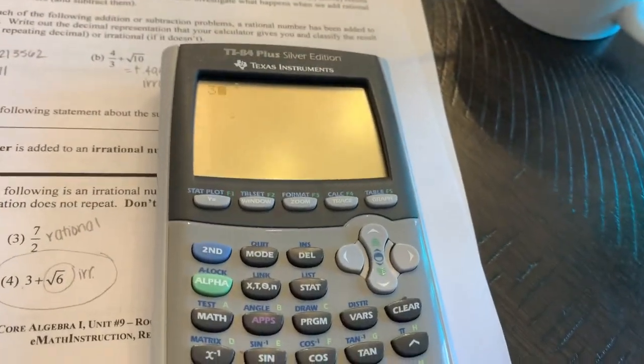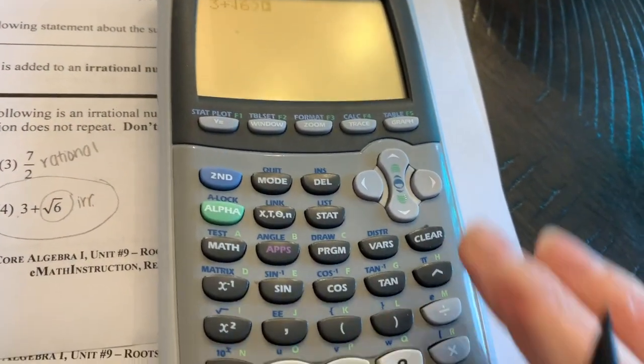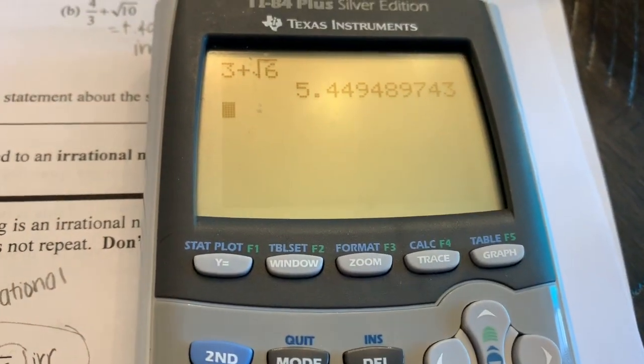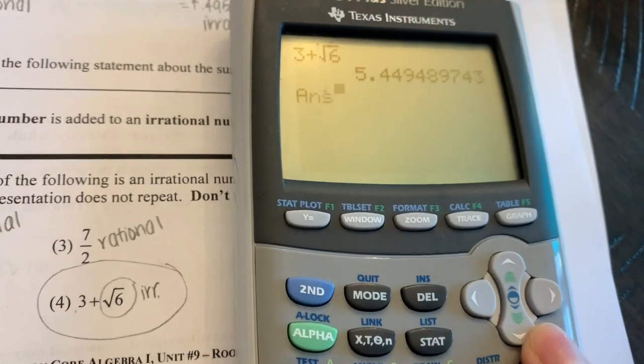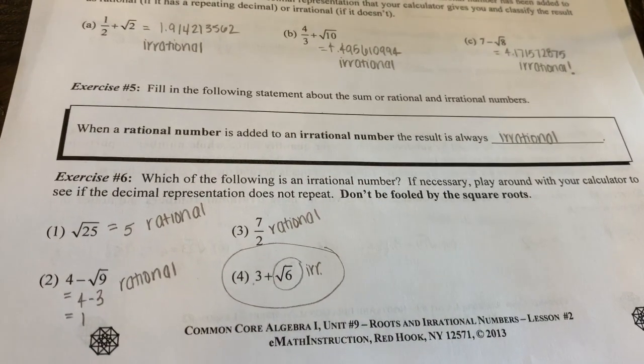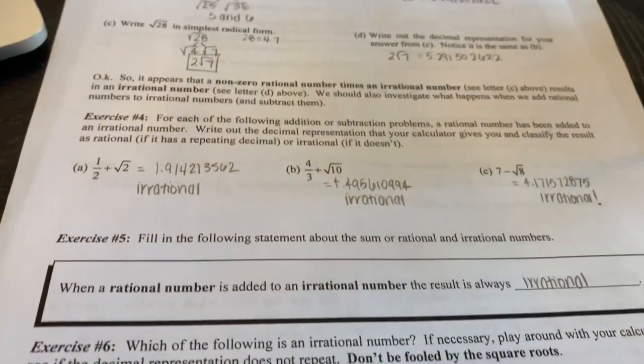And of course, if you plug it into your calculator, you can see that 3 plus the square root of 6 is equal to 5.449489743. No evidence of repeating. So that's your answer. Okay, guys, have fun with your irrational numbers.